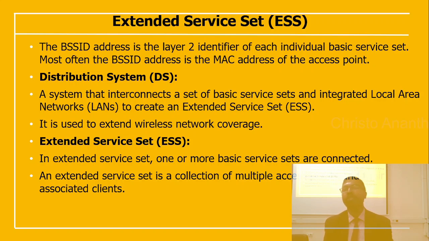Then we have DS, distribution system. It is a system that interconnects a set of basic service sets and integrated local area networks to create an extended service set, ESS. It extends the wireless network coverage. That is the basic functionality of the distribution system. Then we have ESS, extended service set. In an extended service set, one or more basic service sets are connected. An extended service set is a collection of multiple access points and their associated clients.